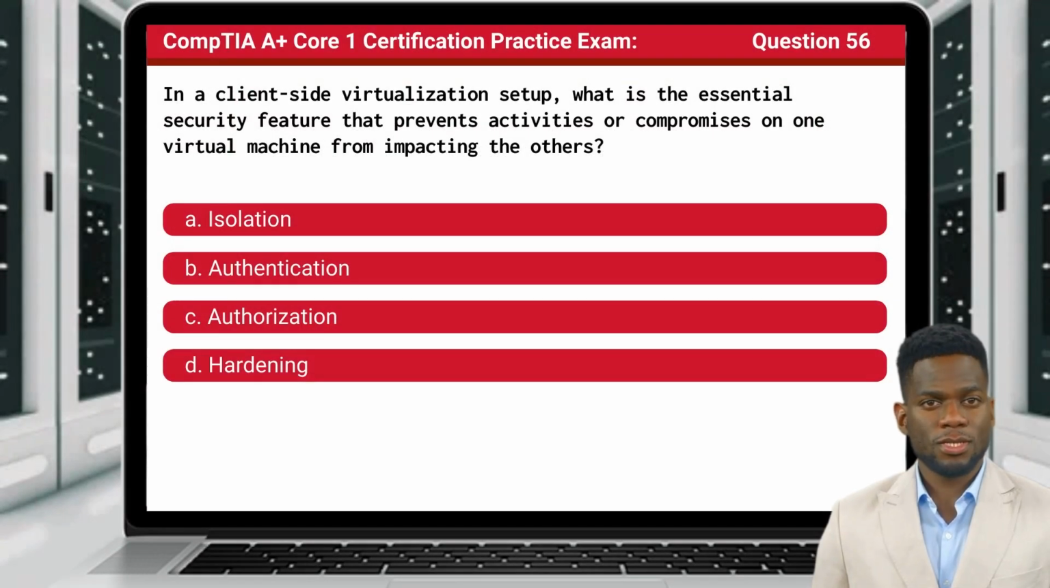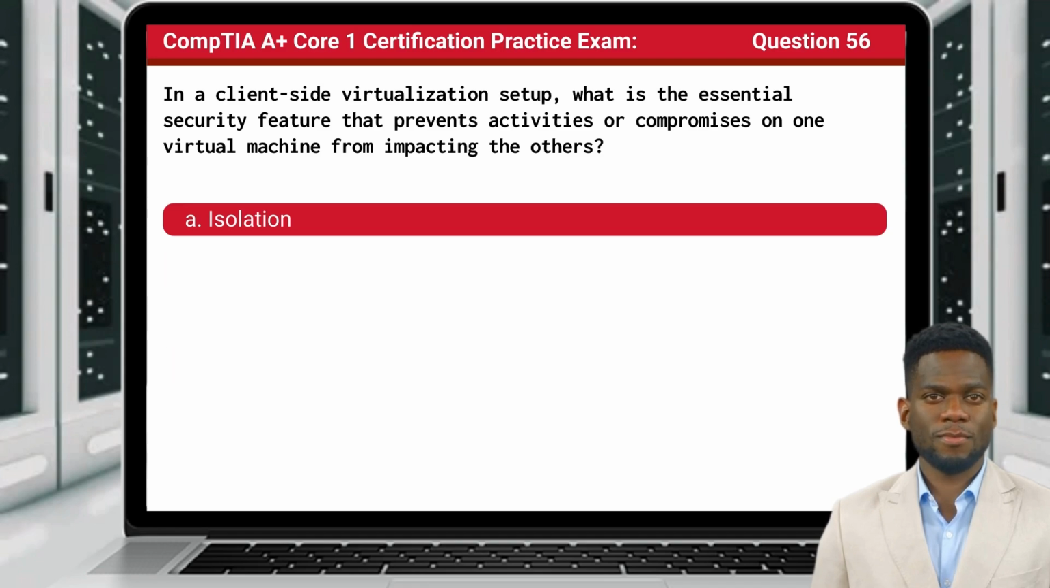Question 56. In a client-side virtualization setup, what is the essential security feature that prevents activities or compromises on one virtual machine from impacting the others? The answer is A, isolation.